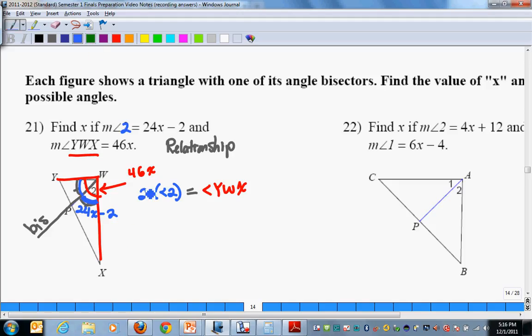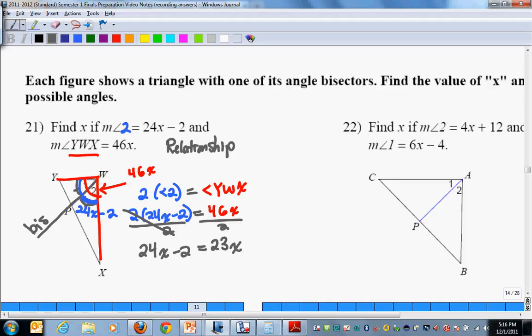Now you want to plug in your equation. So we're going to have 2 times 24x minus 2 equals 46x. Instead of distributing the 2, I'm just going to divide by 2 and get rid of it. So I have 24x minus 2 equals 23x. Going to minus 23x, plus 2, plus 2, and we're going to have x equals 2.